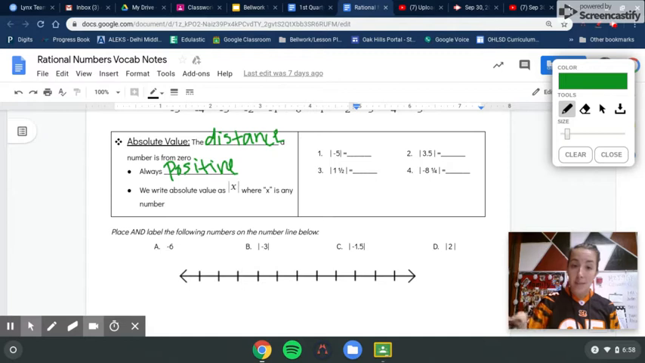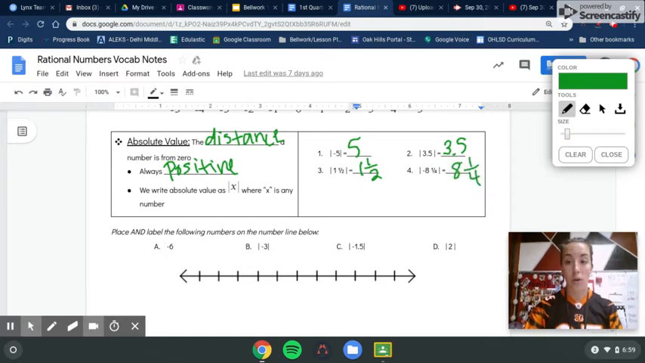So number 1's example is the absolute value of negative 5. Well, how far away is negative 5 from 0? Well, it's 5 spots away from 0. What's the absolute value of 3.5? Well, how far away is 3.5 from 0? It's 3.5 spots away from 0. Okay, 1.5 is 1.5 spots away from 0. It's the distance away from 0. And negative 8 1/4 is 8 1/4 away from 0. That's how many spots or the distance away it is from 0 on the number line.